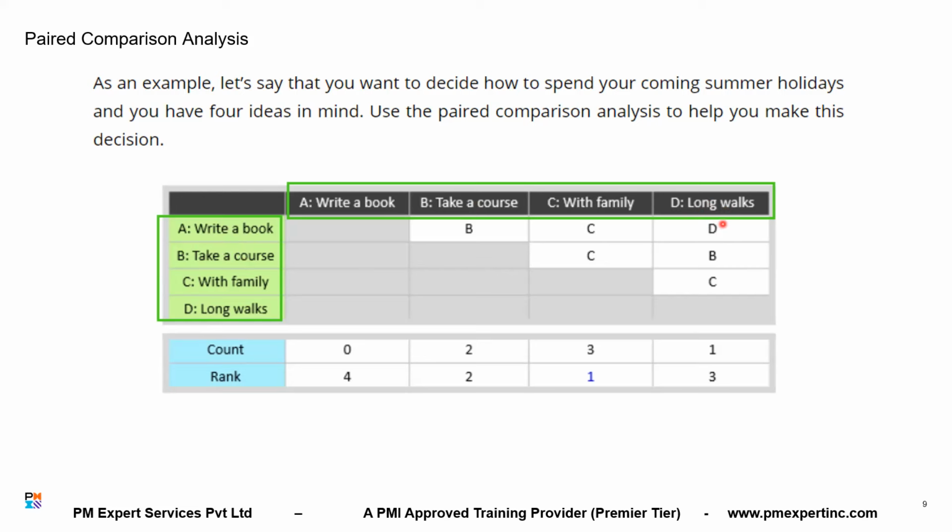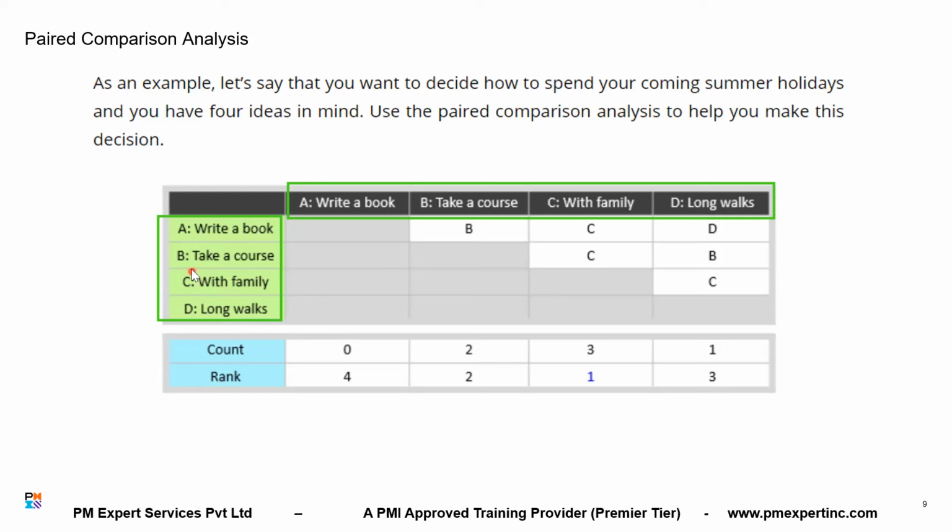Now tell me, have we done all the comparisons for write a book? Yes. We have compared write a book with every other requirement. No further comparison is left. Now, can I compare take a course with all the other requirements? Take a course has already been compared with write a book, so I'll not compare it again. So take a course and with family: the business team decided with family. So we have put C here. Take a course and long walks: they decided B, take a course. Somebody would have decided long walks also, but right now they have decided take a course.